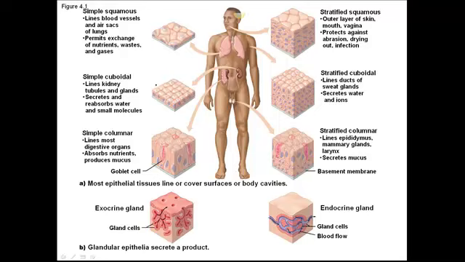So here's a picture. Here's our simple squamous. Right, they're not really that thick. They're a little bit thicker than that. But they're irregular in shape and they're flat. And you'll find them lining the blood vessels and lining the alveoli of the lungs, and they permit exchange of gases and of particles.